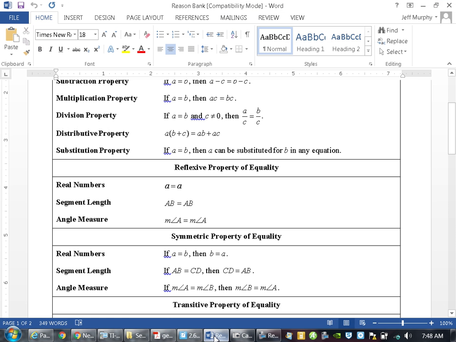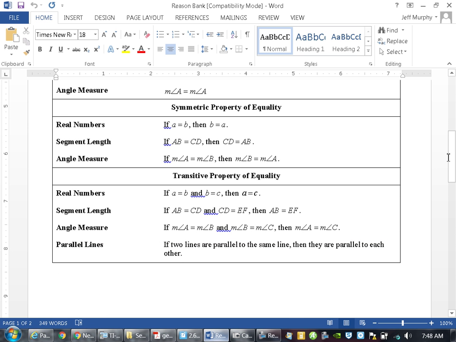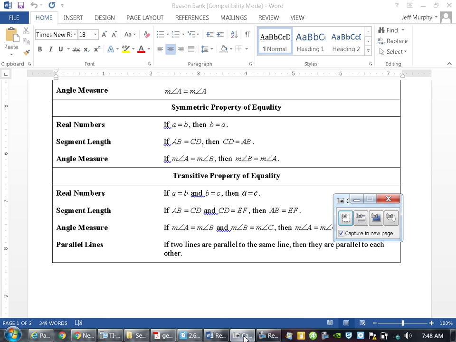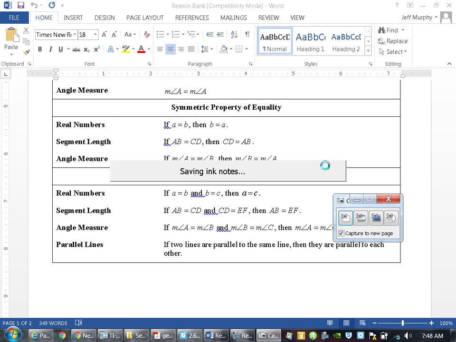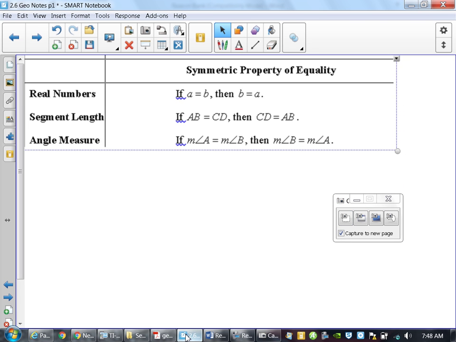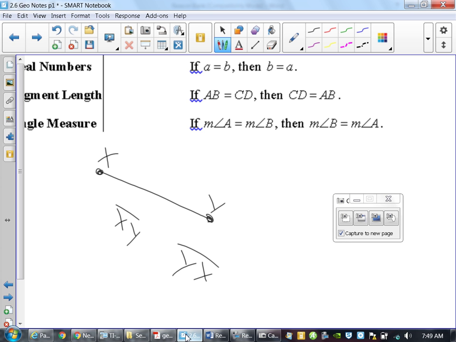Now, the next one is on your reason bank. It's just the one that we haven't talked about yet. It's called the symmetric property. Symmetric property states, well, actually I shouldn't say that we haven't talked about it. We actually have. You just probably didn't realize that's what we were doing. Remember when we talked about segments, that if I had a segment XY, we'd call that segment XY. And then I asked you guys what was the other way you could write that? YX. Because they're the same.